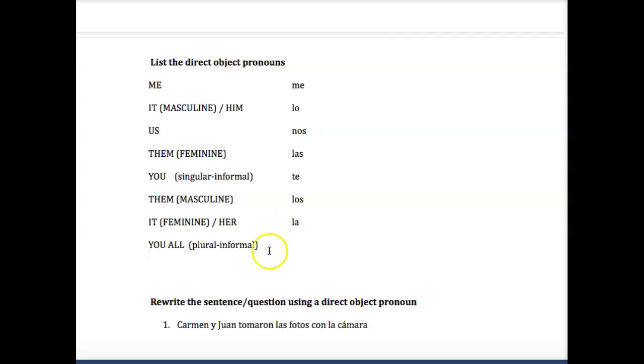And you all, plural informal, this is if you're in Spain, that's why I put the informal here. So I miss you all so much, I would use os. So it's always important to read the directions. So it says rewrite the sentence or the question using a direct object pronoun. So that's telling me that there's going to be a direct object. I need to find it. And then I need to take it out and replace it with a pronoun.